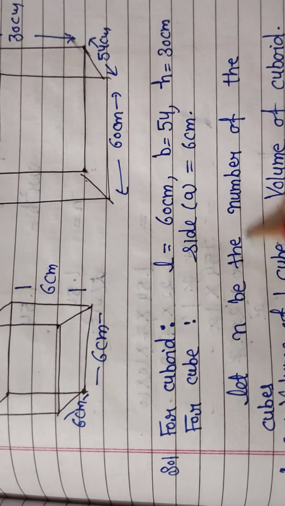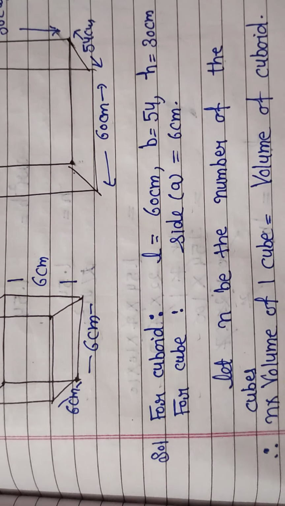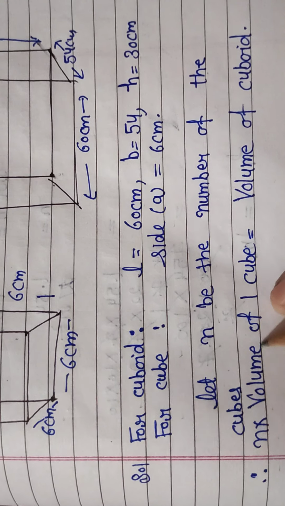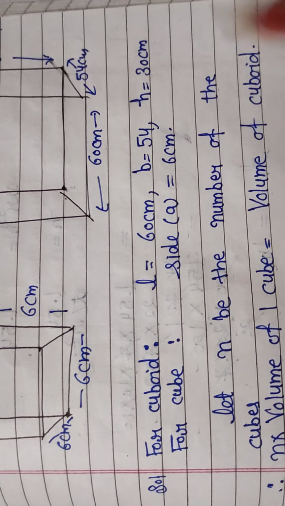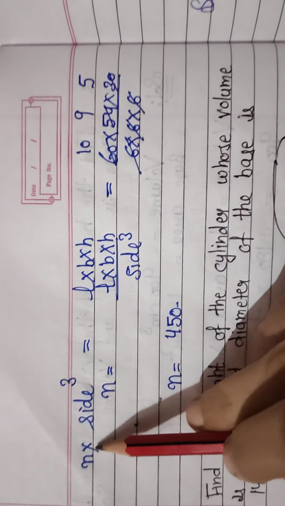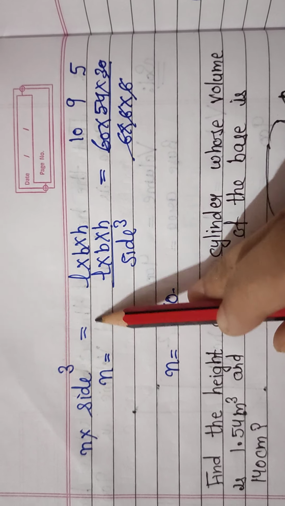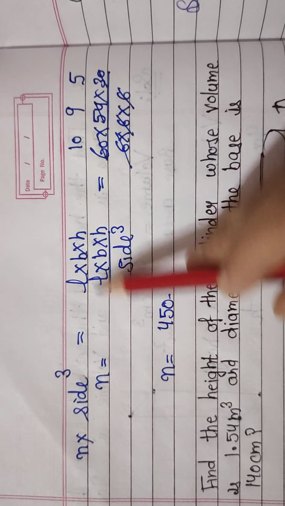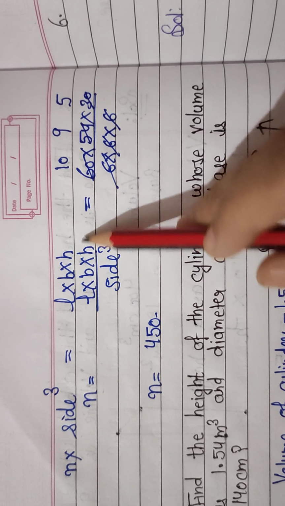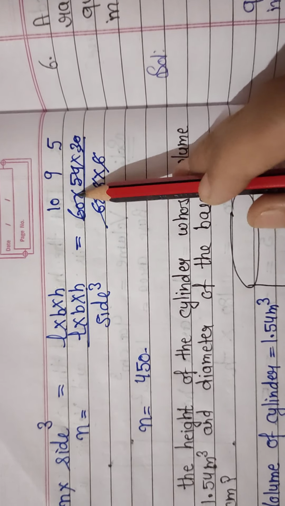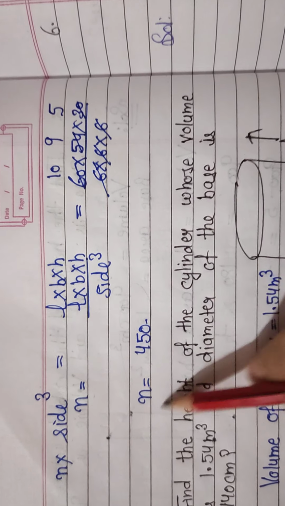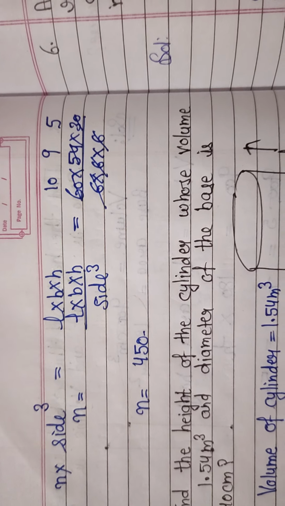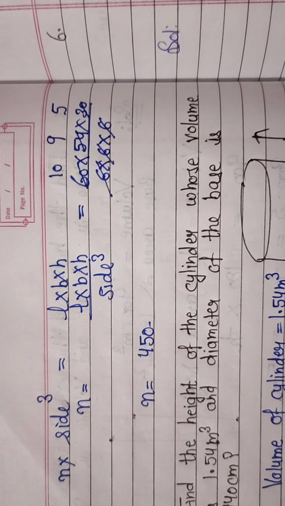Let N be the number of the cubes. Therefore, we can say N multiplied by the volume of one cube will be equal to the volume of cuboid. Now, here we have to find the value of N. So, N into side cube will be equal to L into B into H. So, the value of N will be LBH by side cube. Put the values: 60 into 54 into 30 by 6 into 6 into 6. And after cutting, it is coming 450. So 450 cubes are there.